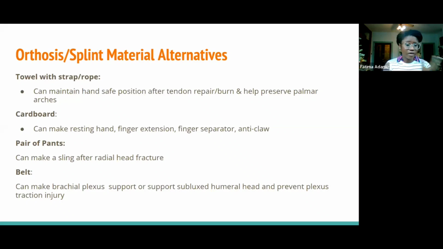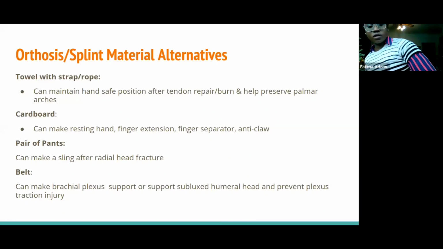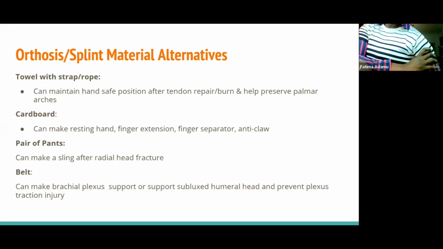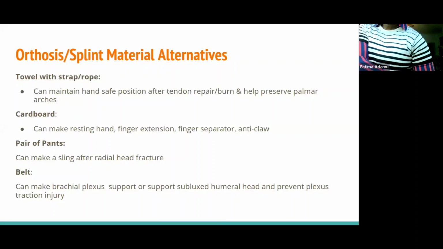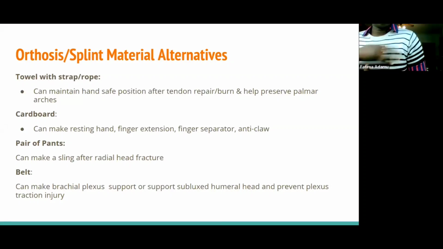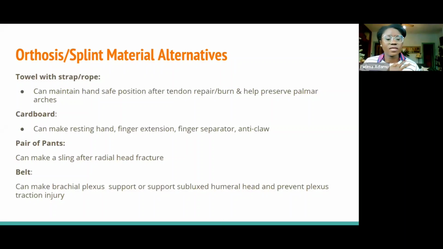You could use a pair of pants, thinner material, to make a sling after a radial head fracture. So radial head would be an elbow fracture. You could use a belt to make an arm support, because if you have a traction injury of a nerve, right, and the shoulder socket gets too much traction, you could use the belt to brace the arm and alleviate the tension on the brachial plexus. Okay.